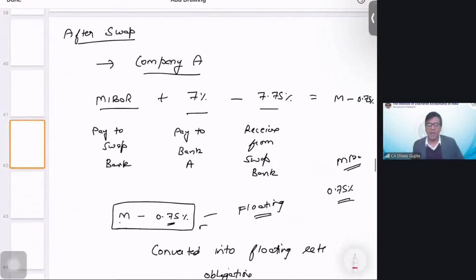Yes. Now, after the swap, what will happen? Company A will pay MIBOR to the swap bank, 7% to Bank A, minus 7.75% which it will receive from the swap bank. So in totality, the effective rate becomes MIBOR minus 0.75%. Clear?